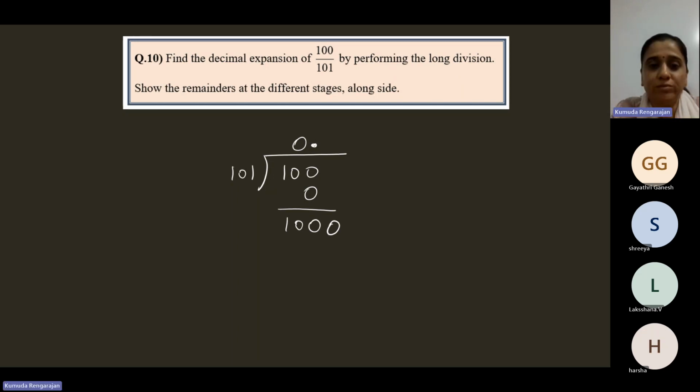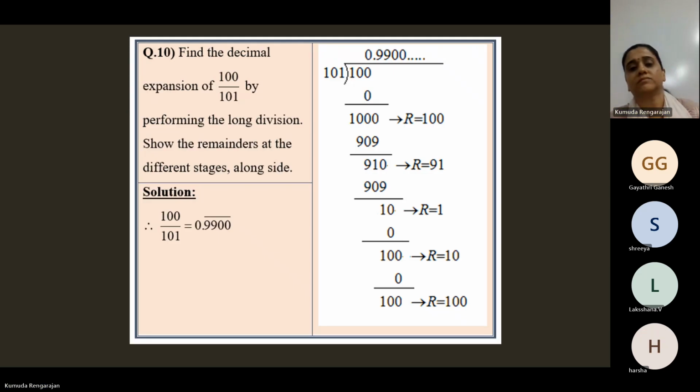Okay, I'm going to present the answer. See here, we're supposed to divide and show the remainders alongside. So I told you, please listen. It may be simple, but I still want you to listen to me. 101 0 times 0. So 100 is the remainder. Then keep a point, add a zero. So 100 is the remainder. The remainder in the first stage is 100.